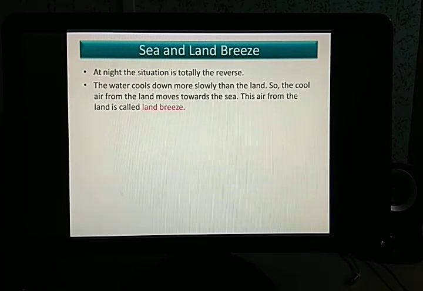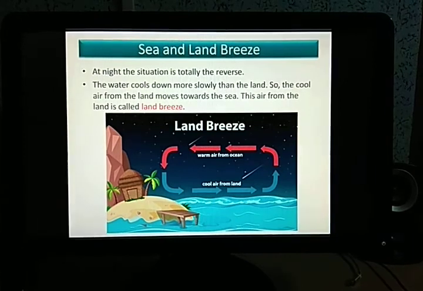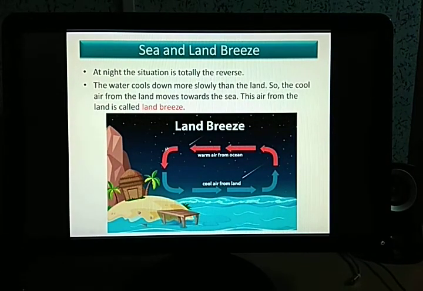As a result, the air starts blowing from the land towards the sea. The cool air will now blow from the land towards the sea. So this blowing of the air is called what? It is called land breeze. You can see this diagram. Earlier it was moving in a clockwise direction, but here you can see the arrow direction is anti-clockwise.